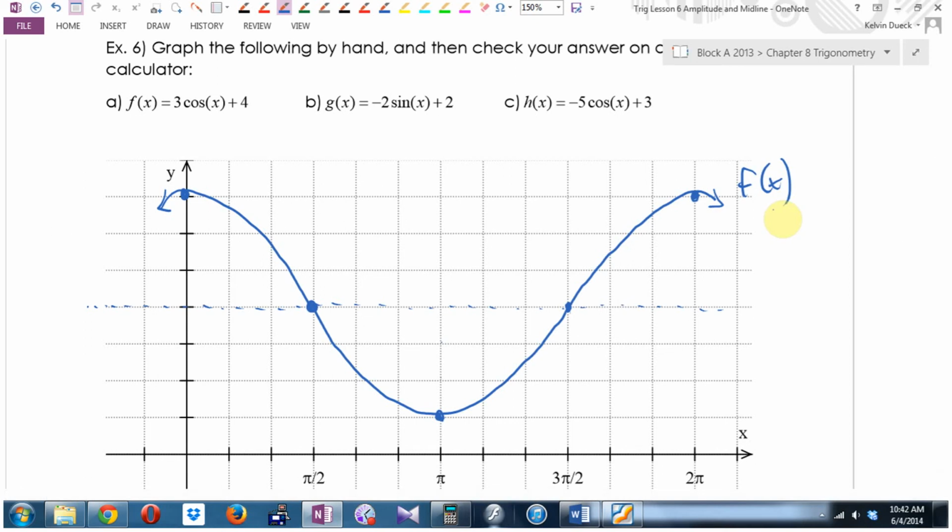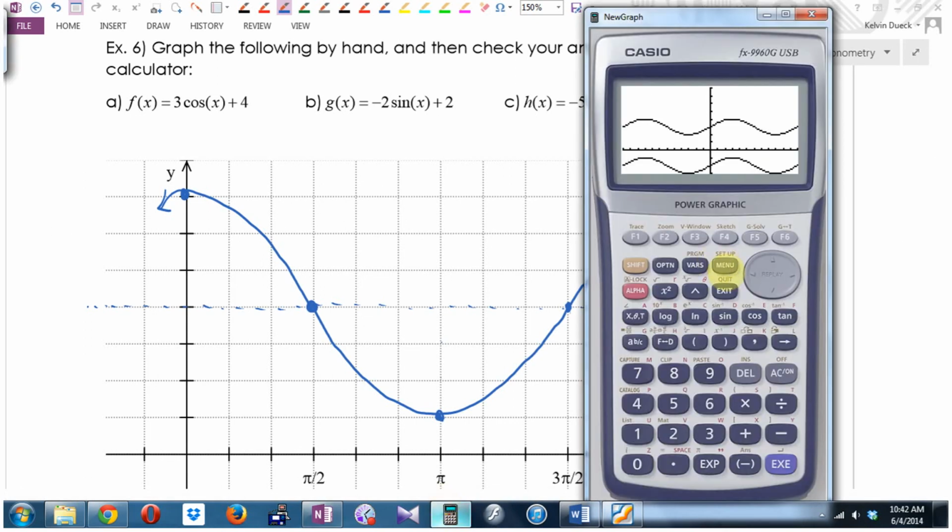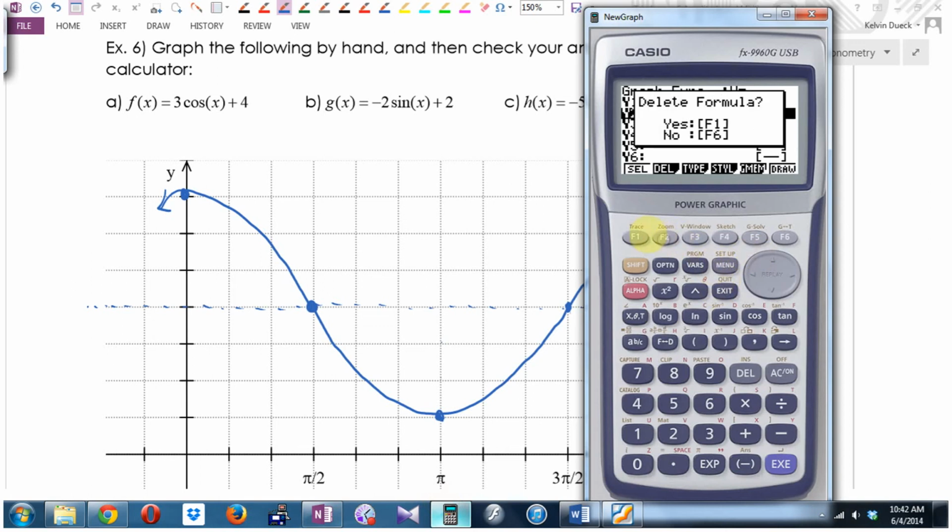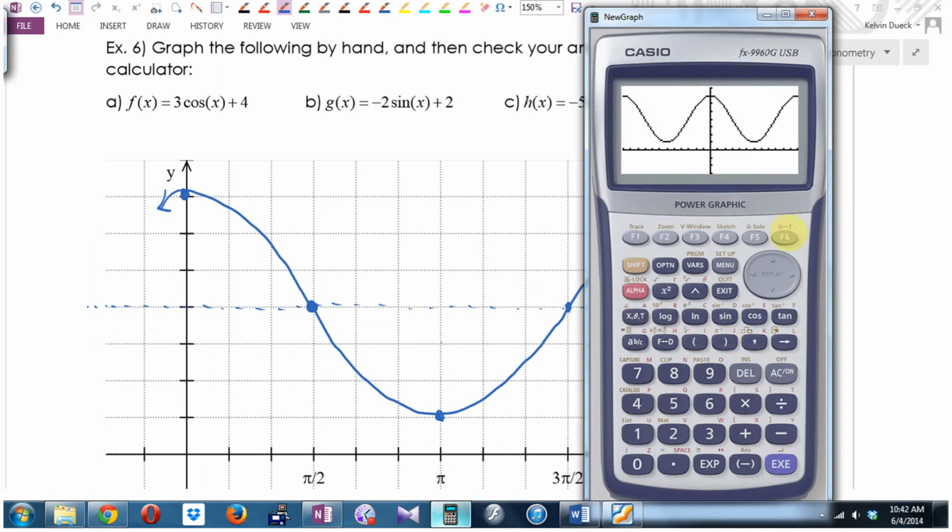By the way, just to convince you that we're right, I'll graph this. Let me delete this one. This is going to be 3 cos bracket x close bracket plus 4. Draw. Let's just go from, I'll change my view window. I'll go from 0 to 2 pi. Draw. Is that what we drew?